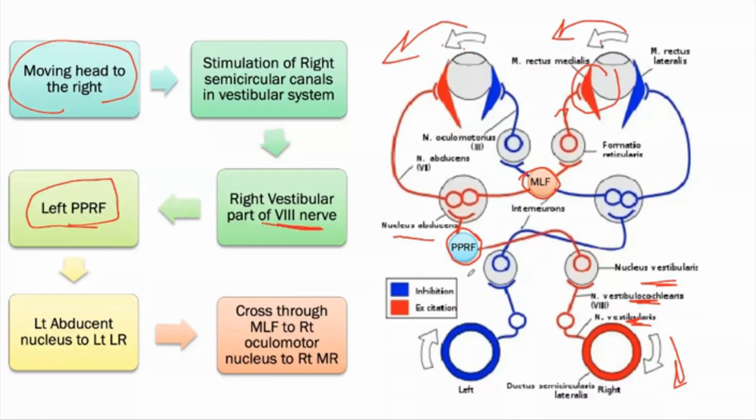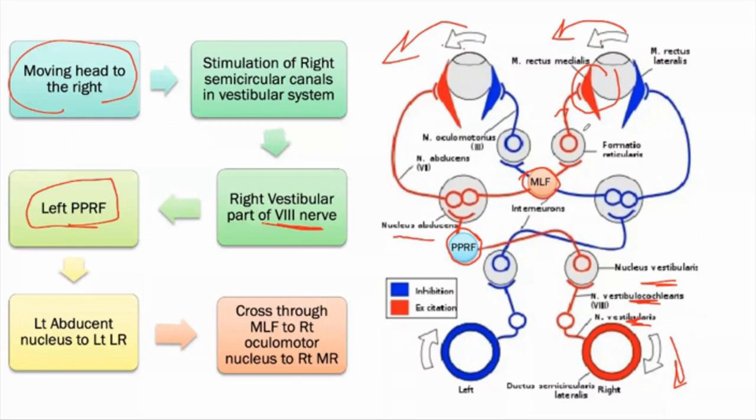So the left parapontine reticular formation causes movement of both eyes to the left, and the right parapontine reticular formation will cause movement of both eyes to the right. Here the left one is stimulated. So it will stimulate the ipsilateral, same side abducent nucleus, which will send impulses through the abducent nerve, causing stimulation of the left lateral rectus, leading to movement of the left eye to the left. And then it will send impulses to cross the midline again through the medial longitudinal fasciculus, which connects the sixth nerve nucleus to the third nerve nucleus on the other side.